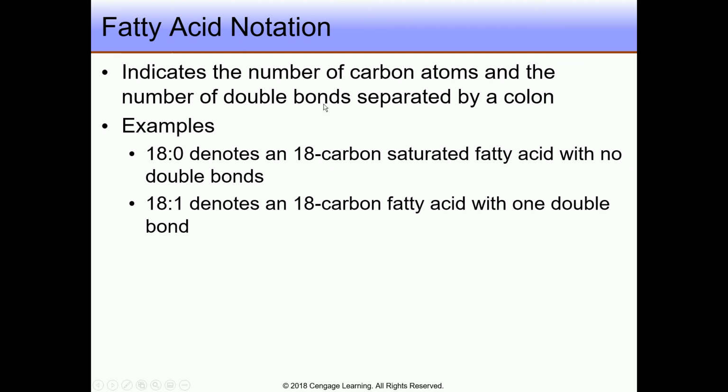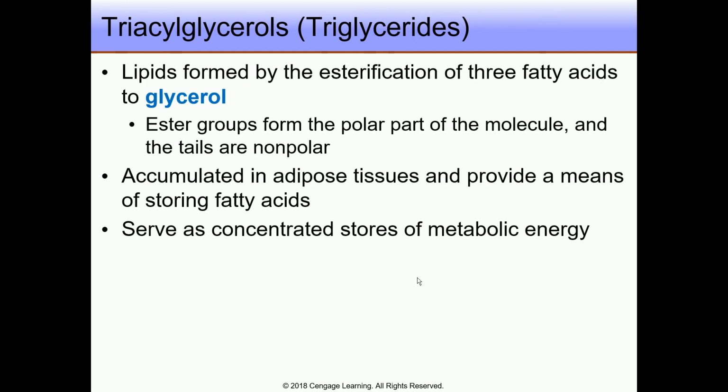So 18:0 denotes 18 carbons and no double bond, so this is a saturated fatty acid. 18:1 denotes 18 carbons with one double bond, so this is an unsaturated fatty acid. So these were fatty acids. Okay. Now these fatty acids are present in different kinds of fats.